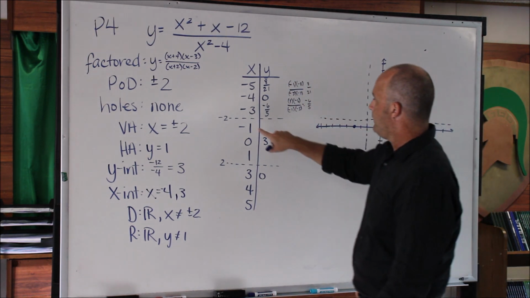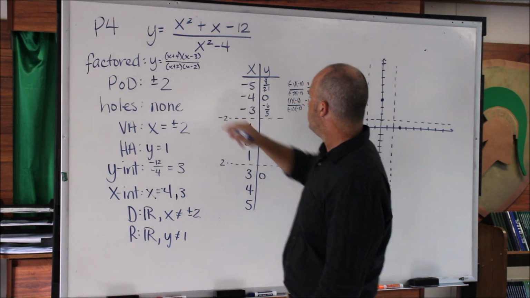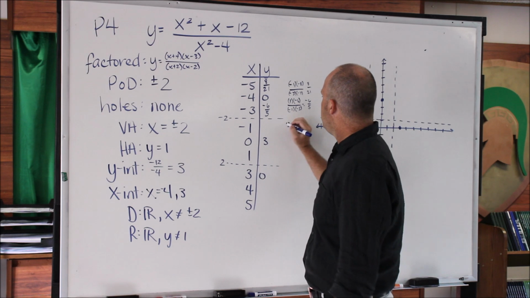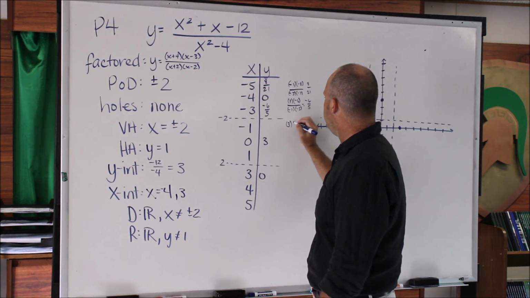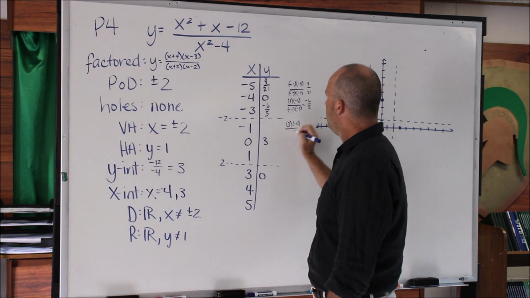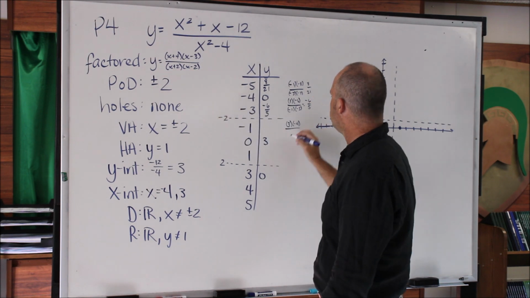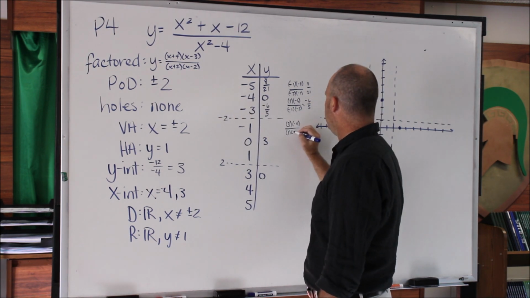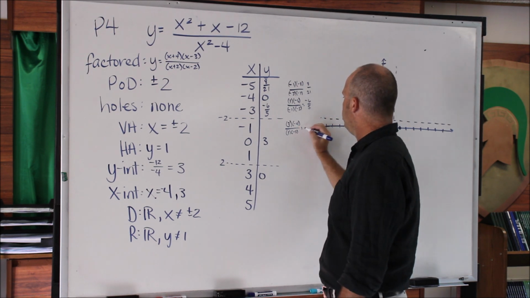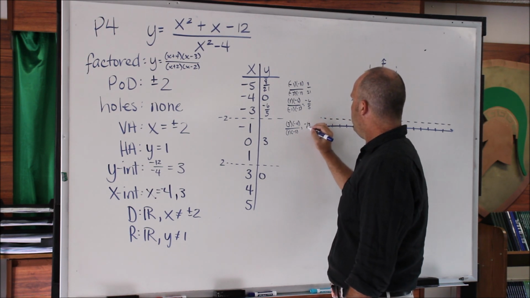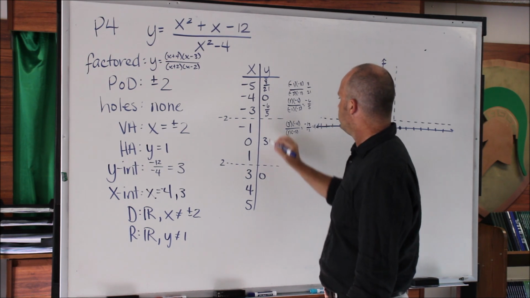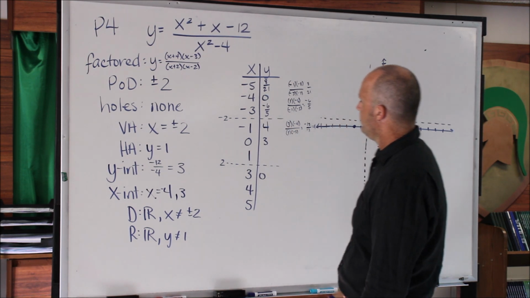Then on the next one, we've got -1. -1 plus 4 is going to give us 3. -1 minus 3 is going to give us -4. Over -1 plus 2 is 1. And -1 minus 2 is -3. So we get -12 over -3, which gives us 4. So we'll put 4 in right there.